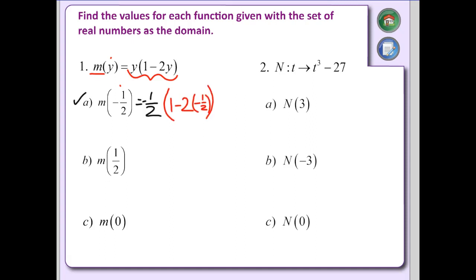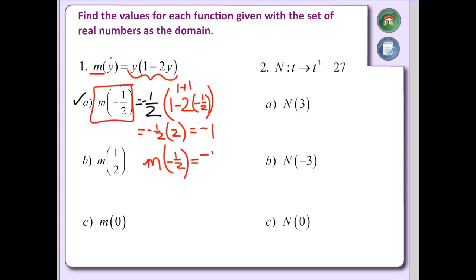Now, you've got to be careful with the math here. What's negative 2 times negative 1/2? Well, negative 2 times negative 1/2 is positive 1. So this becomes 1 plus 1. So now I have equals negative 1/2 of 2. What's negative 1/2 of 2? Yeah, that's negative 1. Now, here's the key. If I give you the math in function notation, my answer needs to be in function notation. So here we would say function m at negative 1/2 equals negative 1. Okay, and that is my answer.